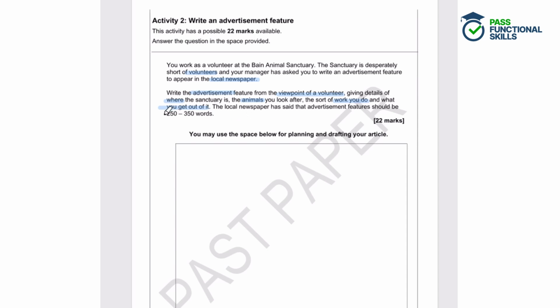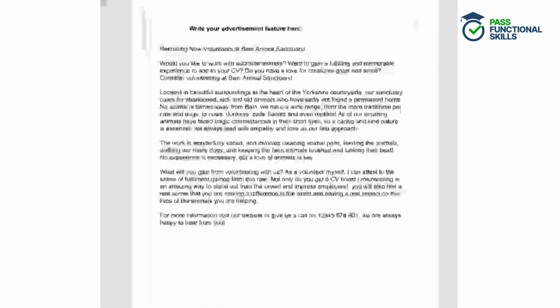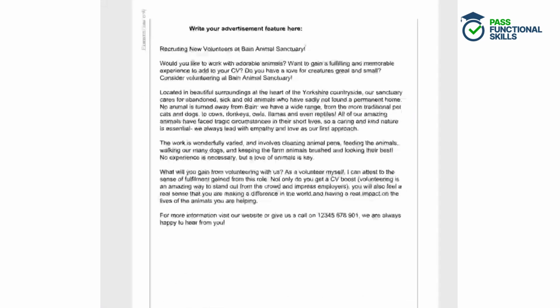And our advertisement feature will have to be 250 to 300 words. So we have to make sure that we are staying within that word count there. But we've got plenty of details to write, so we should be able to come up with enough words for this answer. So now let's take a look at a model answer to this question.